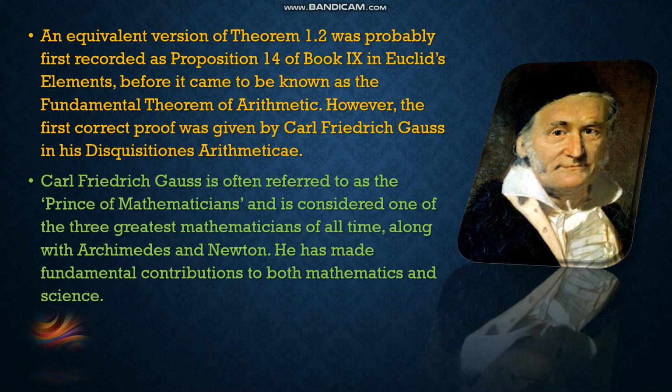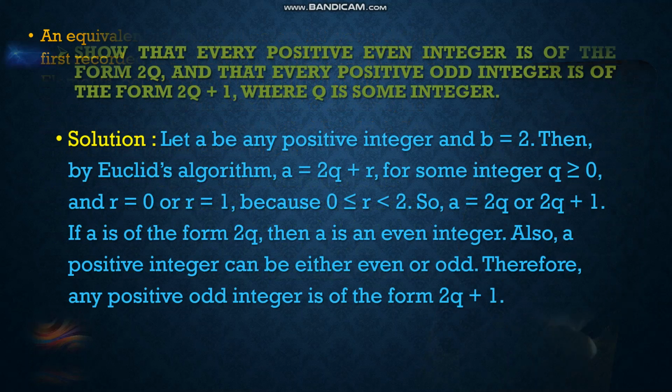Carl Friedrich Gauss is often referred to as the Prince of Mathematicians and is considered to be one of the three greatest mathematicians of all time. Along with Archimedes and Newton, he has made fundamental contributions to both mathematics and science.